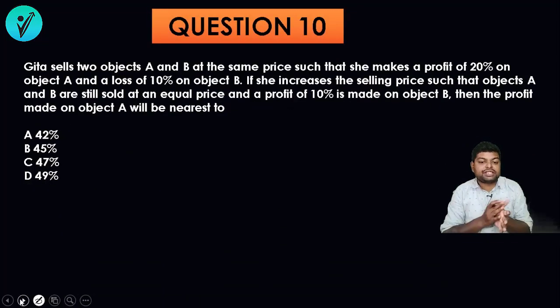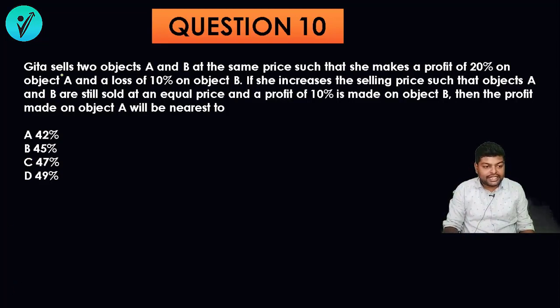Next we have question number 10. Question number 10 is again from arithmetic. It is from profit and loss. So let's read the question first of all. Geeta sells two objects A and B at the same price such that she makes a profit of 20% on object A and loses 10% on object B.